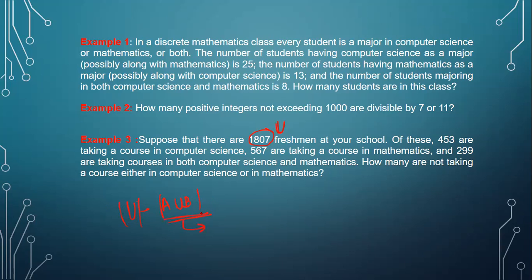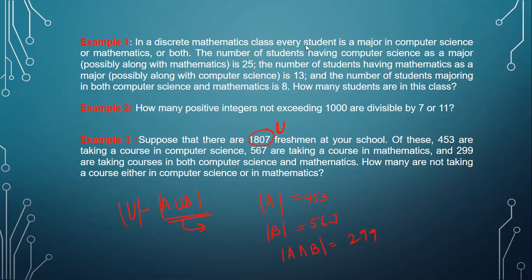Now what is the value of A union B? A union B has not been given in the question. You have to find the value of A union B. So let's just note down the numbers. Total number of students taking a course in computer science, I'm denoting it with A. You can even take any term. Earlier I've taken C. So A is 453 and B is 567, students taking a course in mathematics. And what about in both computer science and mathematics? A intersection B will be 299. Okay, A intersection B is 299.